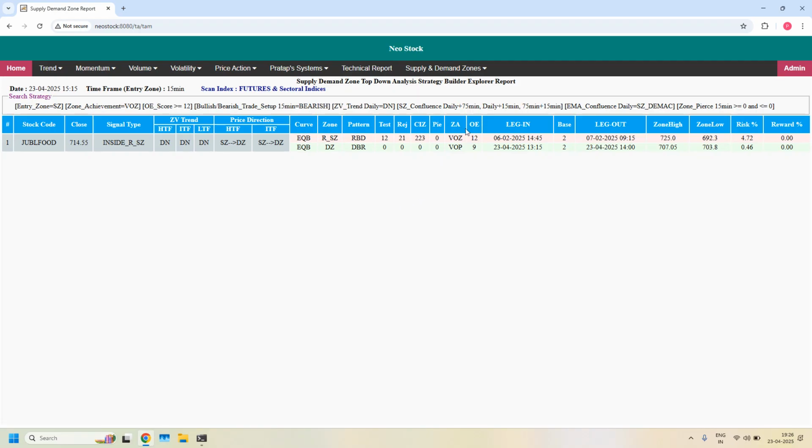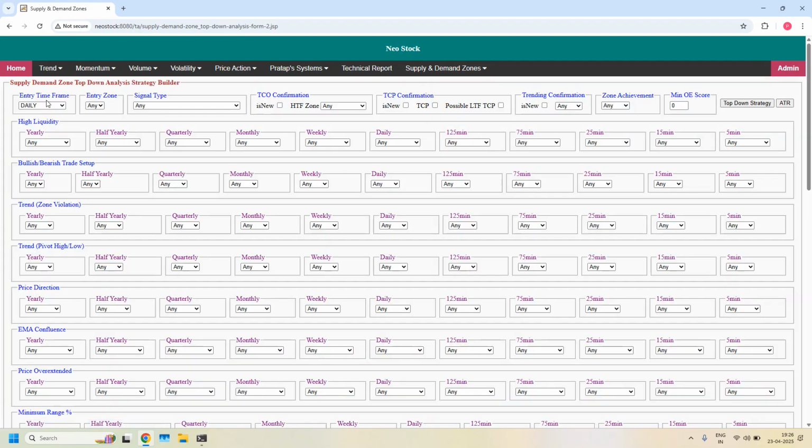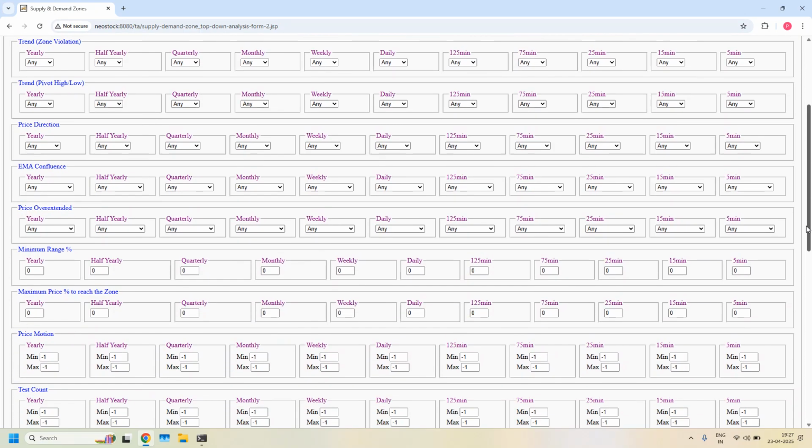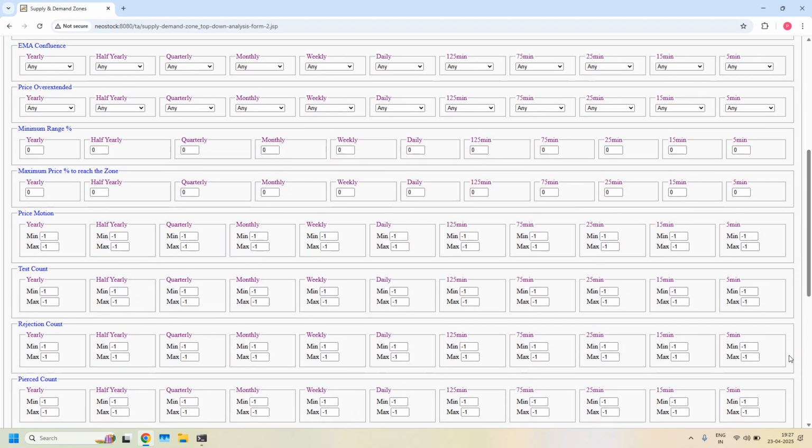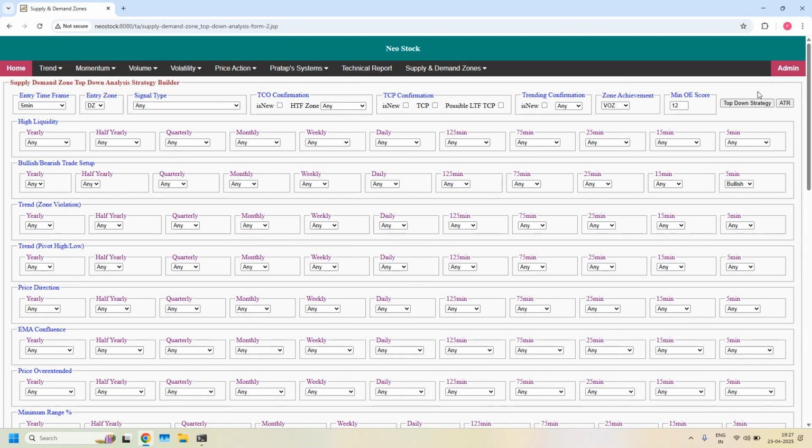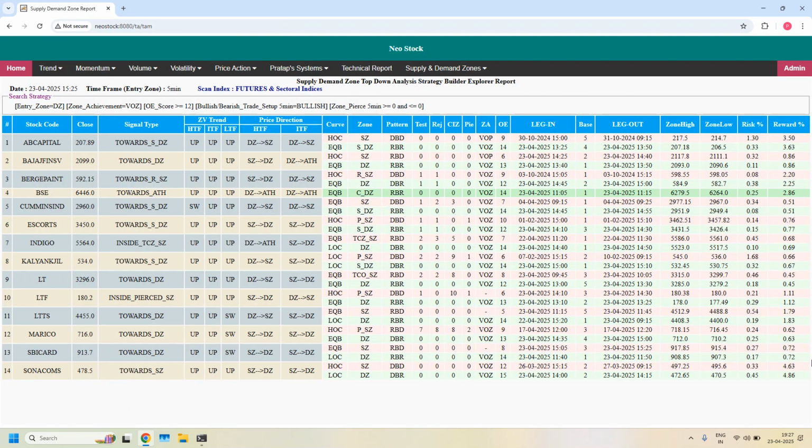Next we will look into hourly income trade supported stocks. Entry time frame 5 minutes for bullish trade setup, entry zone demand zone. Bullish or bearish at 5 minutes, I'm selecting bullish. Zone achievement VOZ, minimum order enhances score 12. And also the 5 minutes demand zone should not be pierced. So at the 5 minutes time frame, minimum value 0, maximum value 0. With these filters, we got 14 stocks.